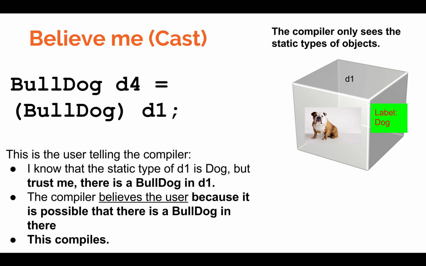Yes, question. For your example where you say there's a cat that you're trying to tell it's a dog, would you get a compile error if you were to do that? Yeah, so that would be a compiler error, and I have that on my slide, so don't worry about it.